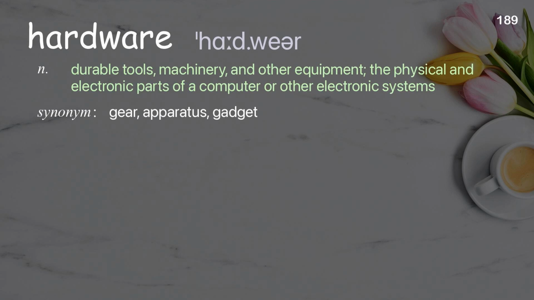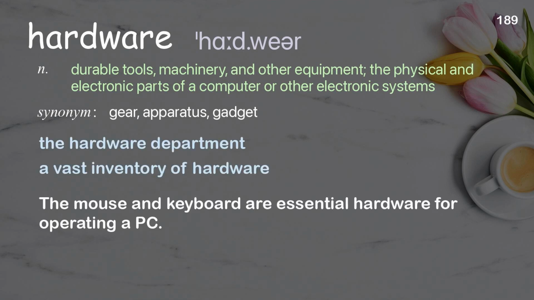Hardware: durable tools, machinery, and other equipment, the physical and electronic parts of a computer or other electronic systems. Examples: the hardware department, a vast inventory of hardware. The mouse and keyboard are essential hardware for operating a PC.